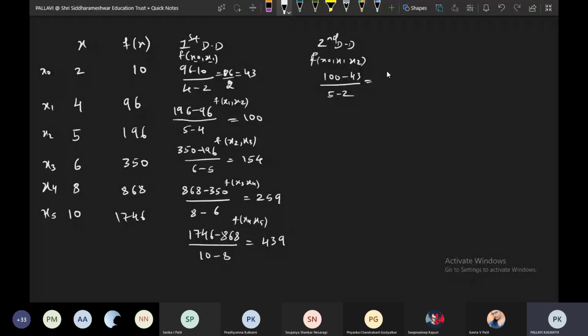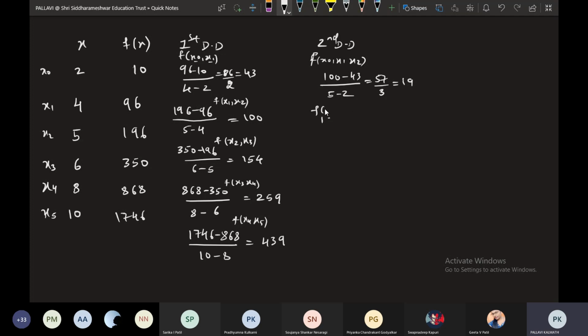100 minus 43 is what? 57. 57 divided by 5 minus 2 is 3. So 3 ones are 3, 2 will remain. How much is it? 19. Okay. Yes, ma'am. What about the next?